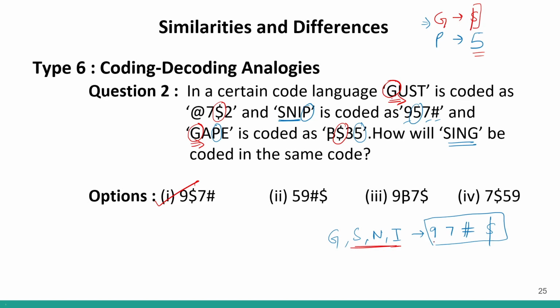So I knew for S and I, 97 and hashtag were the codes. In which order? We don't know, and according to the question, we should not care also. Then G, we already found out, dollar. So the code for these 4 letters will be these 4 symbols, in which order we don't know. So our answer will be option number 1. So this is how you solve questions on coding, decoding analogies.